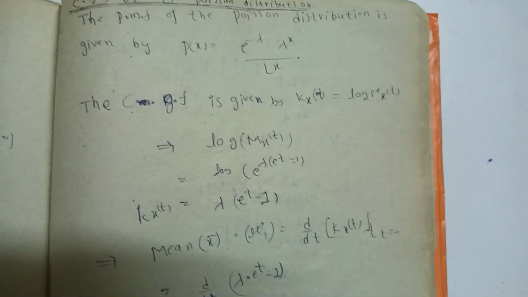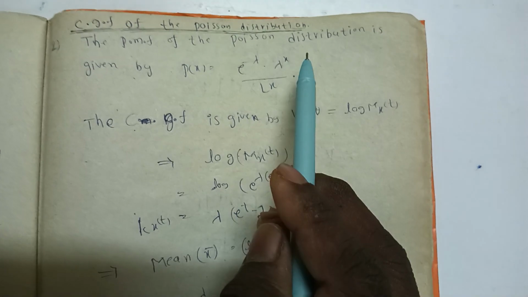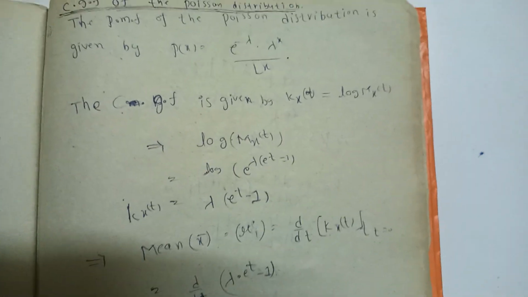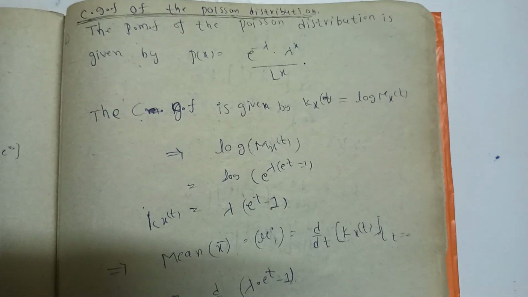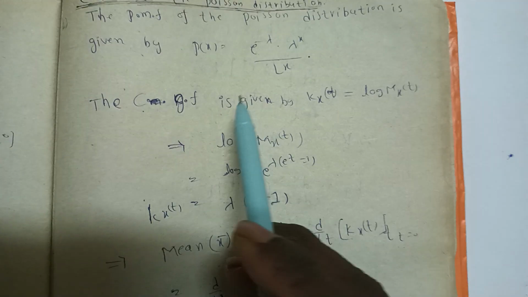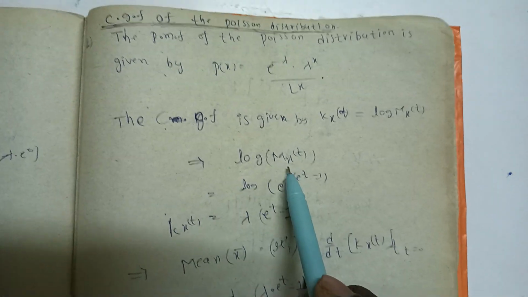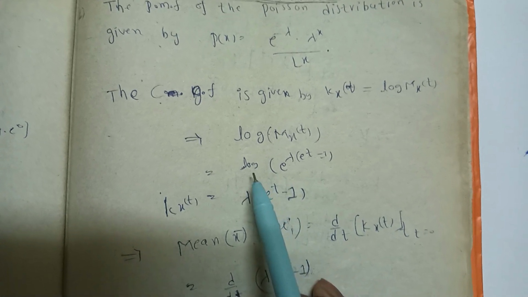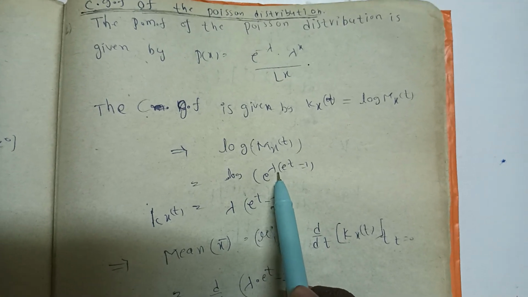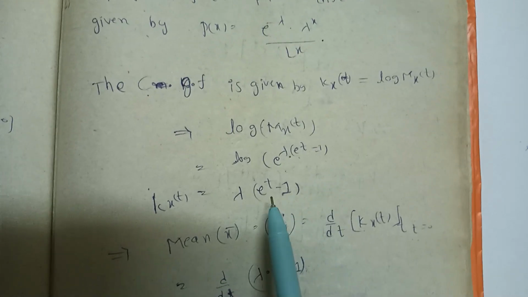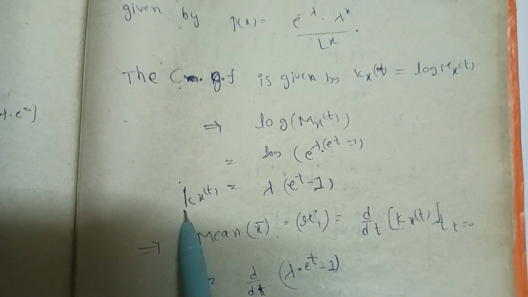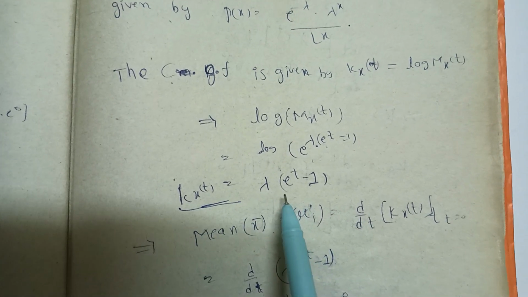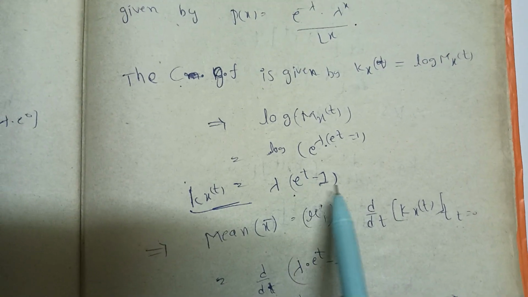Very very important questions we are discussing. Next, the CGF of the Poisson distribution is also regularly asked in our examination. So we substitute the logarithm of mx of t of the Poisson distribution, that is the logarithm of e to the power of lambda into e to the power of t minus 1. Then you will get the value of kx of t as lambda into e to the power of t minus 1.